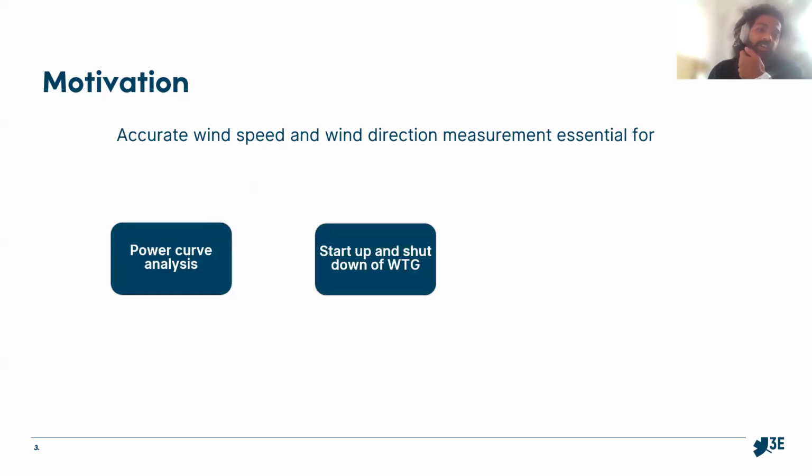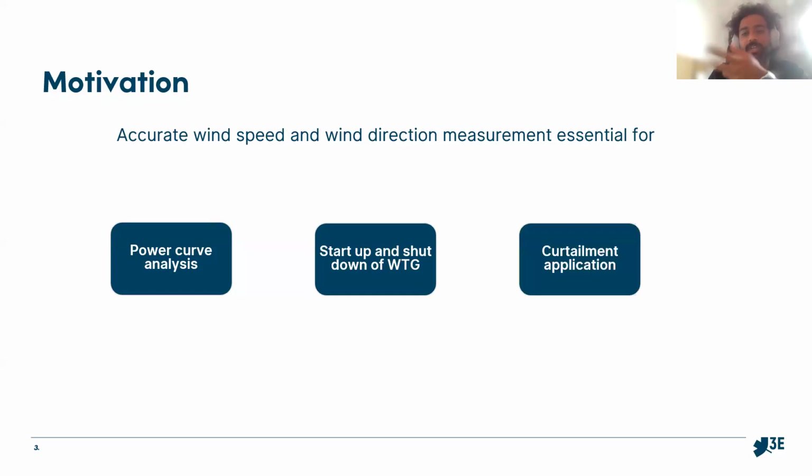Also, for operations purposes, I think the controller still depends on the wind speed measurements for starting and shutting down the turbine. So we need to detect if there is an anomaly in these sensors so that we are operating the turbine in safe conditions, and for curtailment applications as well.